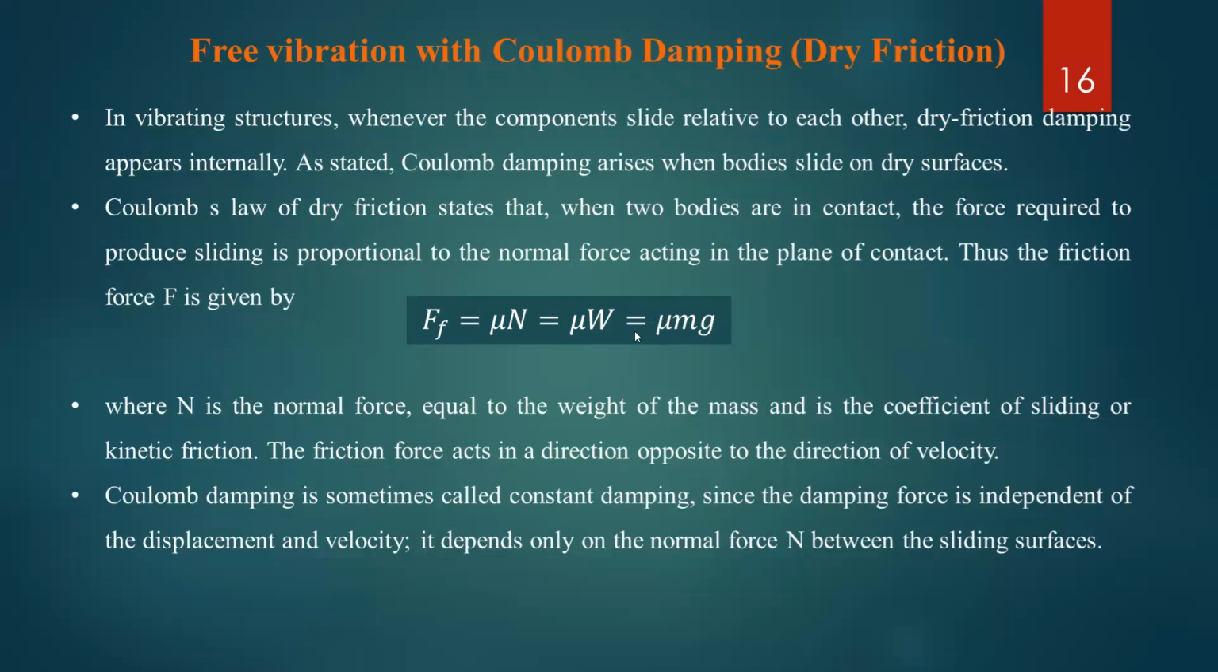So mu is the friction coefficient. We can express the friction, or dry friction, or Coulomb friction in this manner. How can we relate it to our equation?